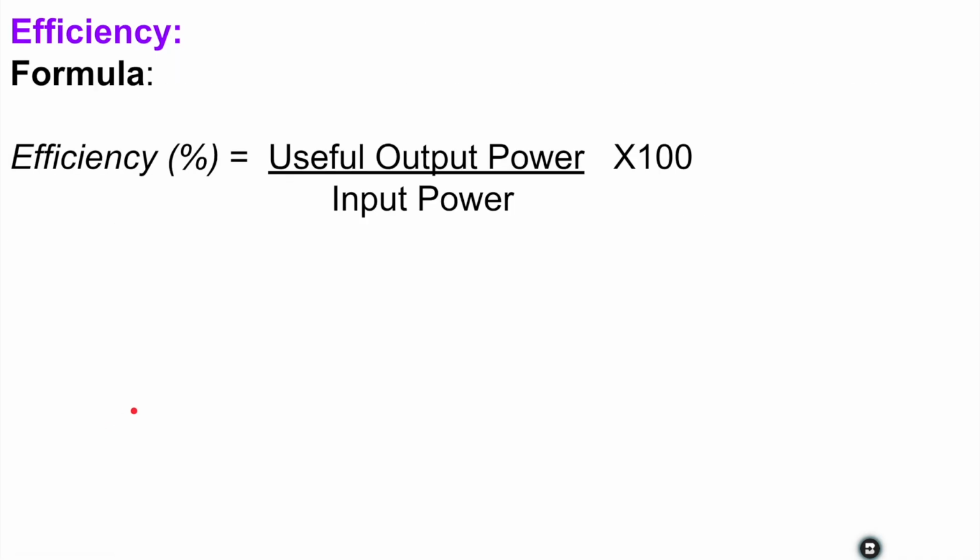So the formula for efficiency, we express it as a percentage: efficiency is equal to the useful output power over the input power, and we multiply that times 100. And because the input power is always going to be more than the output power, this is always going to be less than 1. So you're always going to get a decimal or a fraction out of this. And so when we multiply times 100, it's always going to be less than 100%.